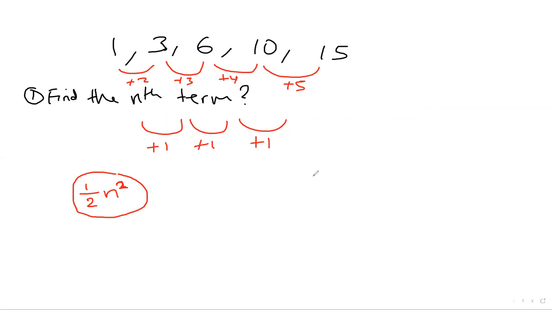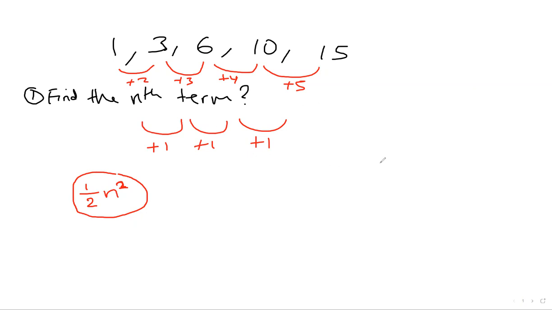Now, since it's not a common difference as we're used to, we need to do a second row of differences, or a third row, or even a fourth row until we get a common difference. In this case, we have a second row and it gives us a common difference of 1. So from 2 to 3 it's +1, from 3 to 4 it's +1, and so on.